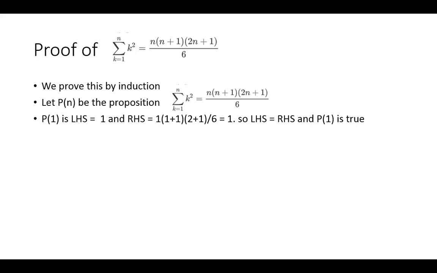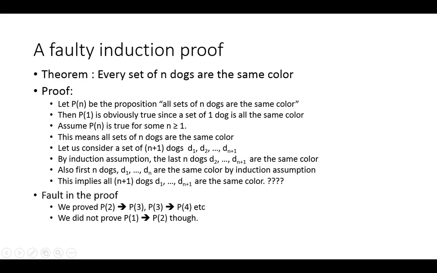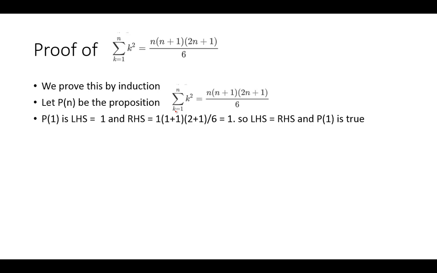So our base case is that P1 is the left-hand side. If you assume that n equals 1, then if you plug in n equals 1, that means you just have one term here. So your left-hand side is just 1 squared, that's 1. And the right-hand side, you just plug in n equals 1, and you get this, which is also equal to 1. Therefore, the left-hand side is equal to the right-hand side. So we know that P1 is true.